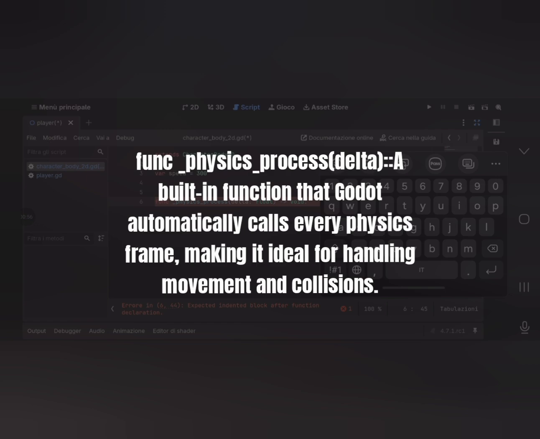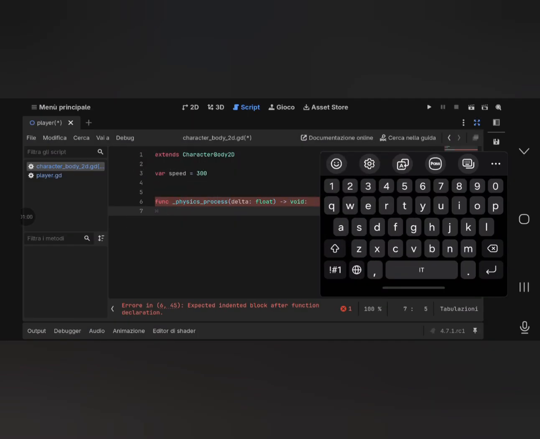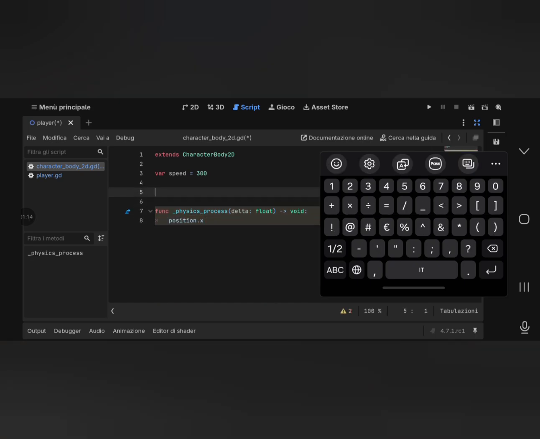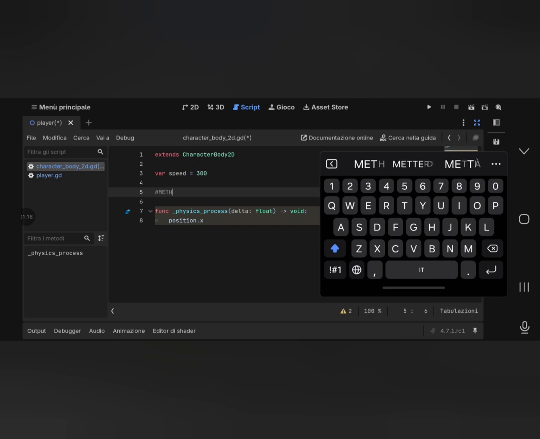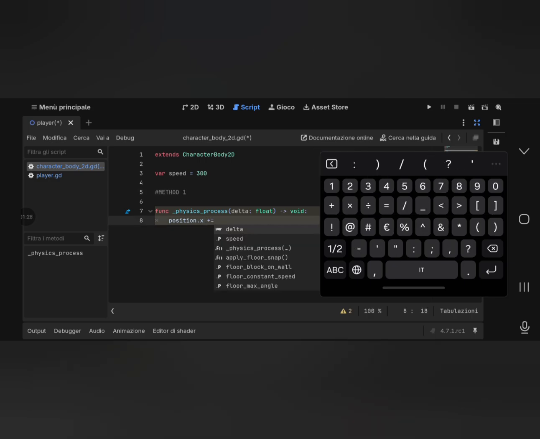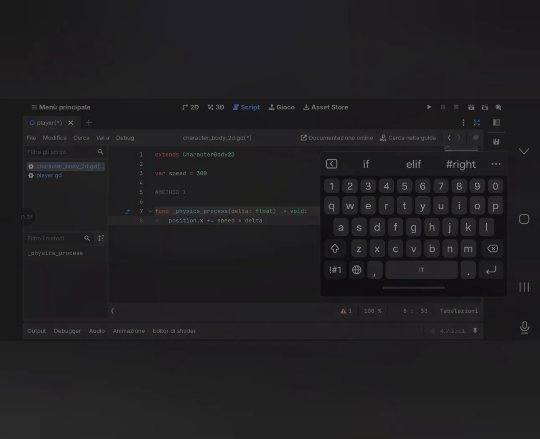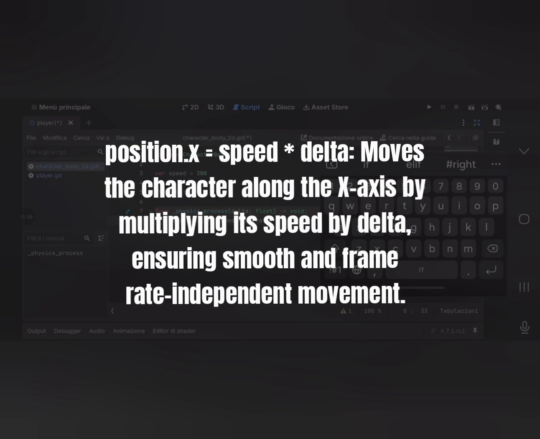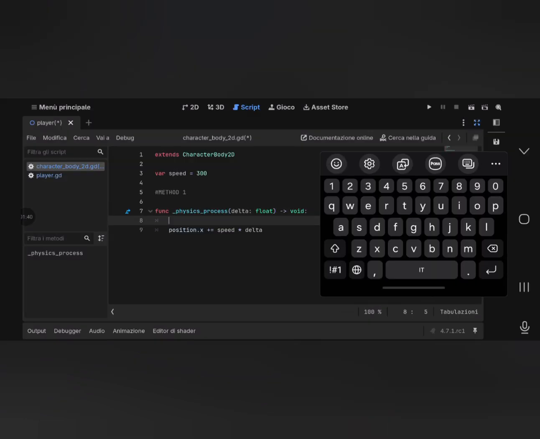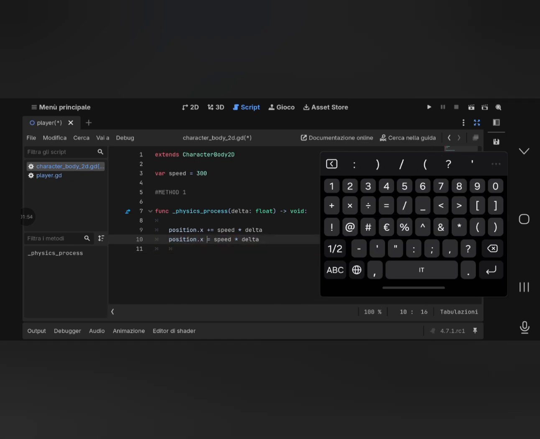func _physics_process(delta): a built-in function that Godot automatically calls every physics frame, making it ideal for handling movement and collisions. position.x += speed * delta moves the character along the x-axis by multiplying its speed by delta, ensuring smooth and frame rate independent movement.